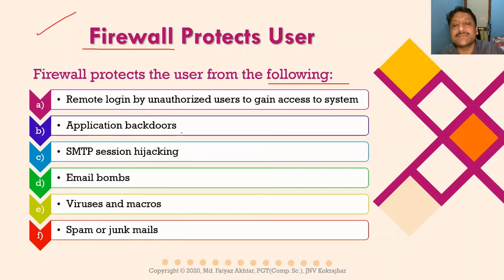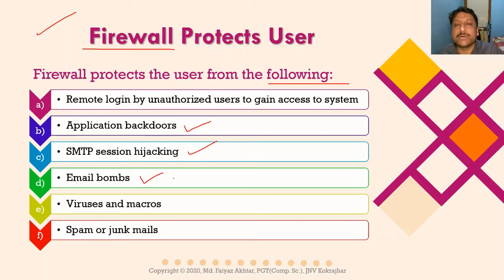Next, application backdoors. SMTP session hijacking can be done. Application backdoors means if you are downloading an application, then through that application they can add viruses or worms and install them in your computer. Some spy software they can install in your computer, and these can be protected by a firewall.